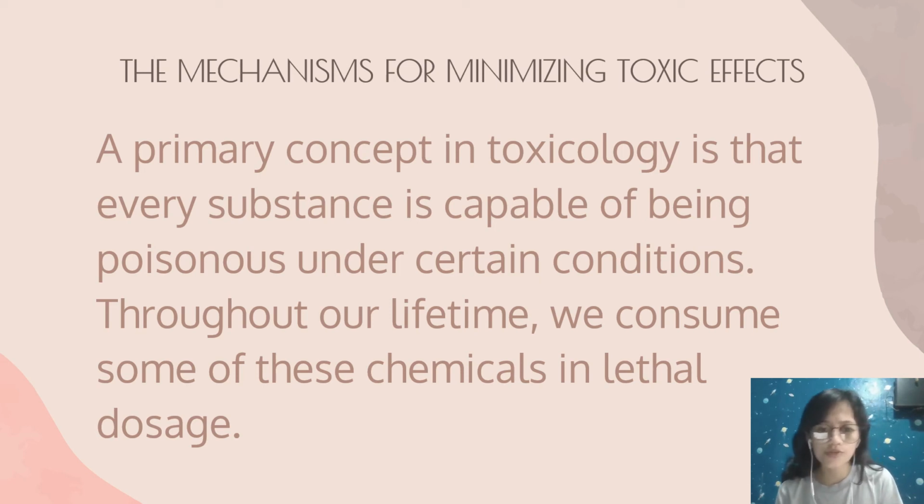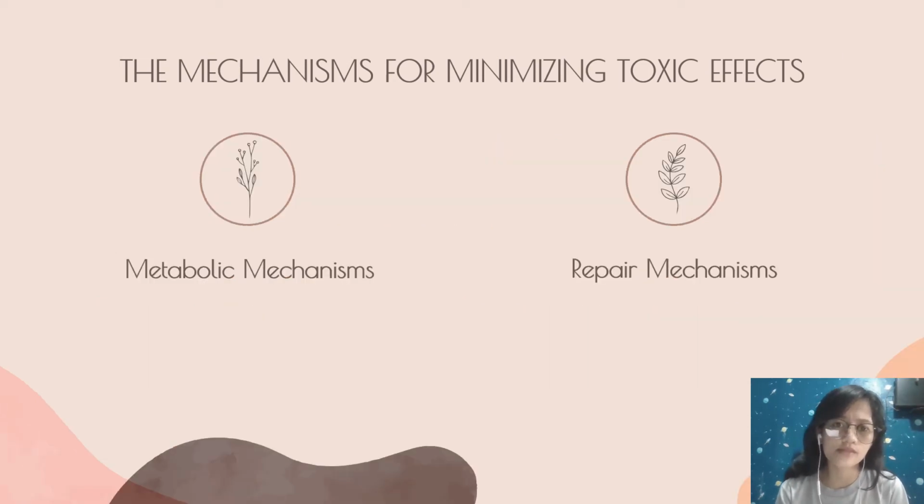So throughout our lifetime, we consume some of these chemicals in lethal dosage. Any of these compounds may be absorbed in toxic doses. However, it will be excreted before causing harm to the body and the damage can be repaired. So there are processes in place to protect us from toxins in our bodies being toxic when combined with other chemicals or at a later stage of development. So the mechanisms for minimizing toxic effects are the metabolic mechanisms and the repair mechanisms.